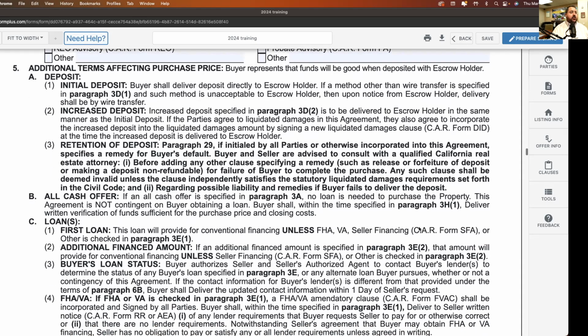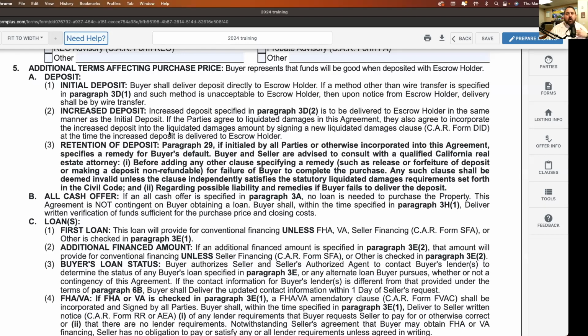Okay. Additional terms affecting purchase price. Now, this is just detail about paragraph 3D1, right? Buyer shall deliver deposit directly to escrow holder. If a method other than wire transfer is specified in paragraph 3D1 and such method is unacceptable to escrow holder, then upon notice from escrow holder, delivery shall be by wire transfer. So the escrow holder could say, sorry, we don't accept anything but wire transfers. And if they do that, then the buyer would have to go back and do that.